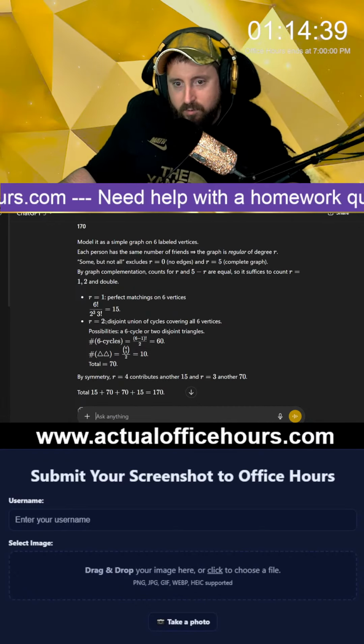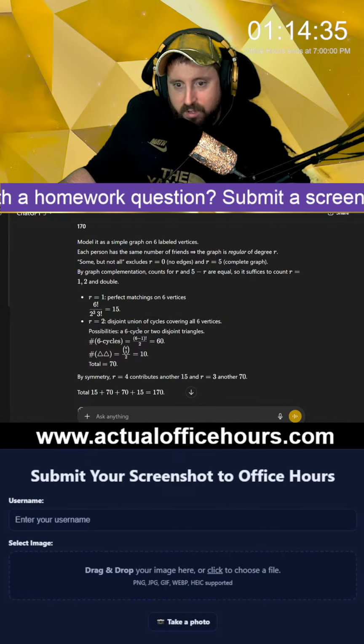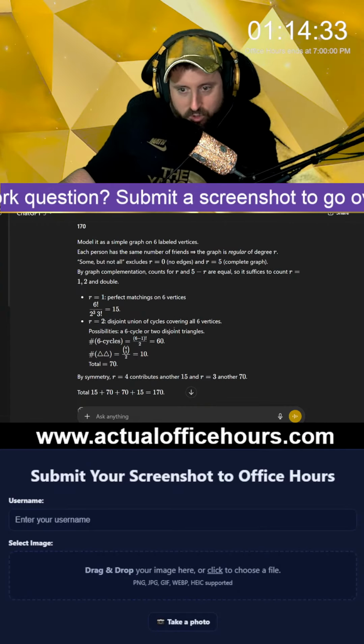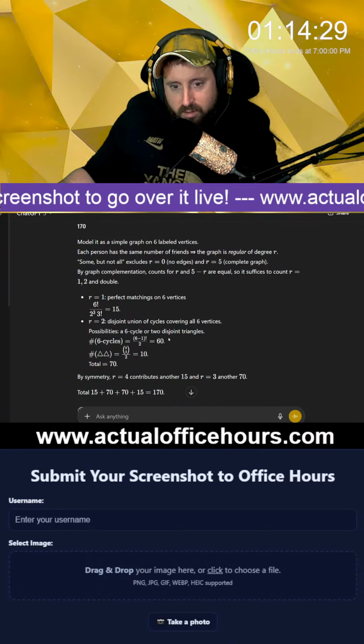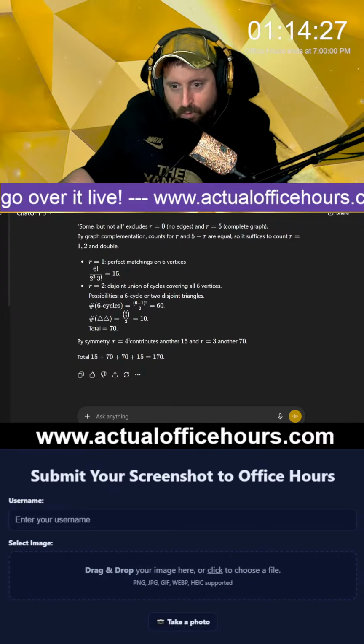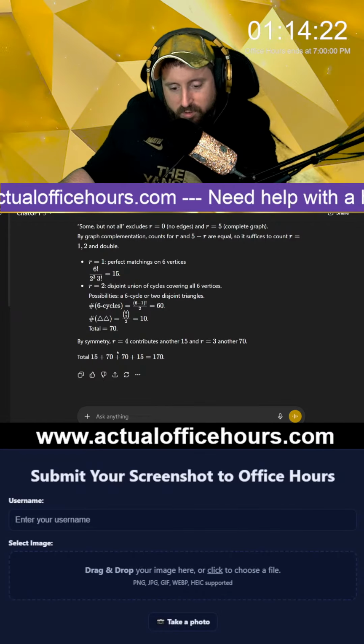Okay. r equals 2 is the disjoint union of cycles covering all 6 vertices: a 6-cycle or 2 disjoint triangles. By symmetry, r equals 4 contributes another 15, and r equals 3 contributes another 70. Totals 170.